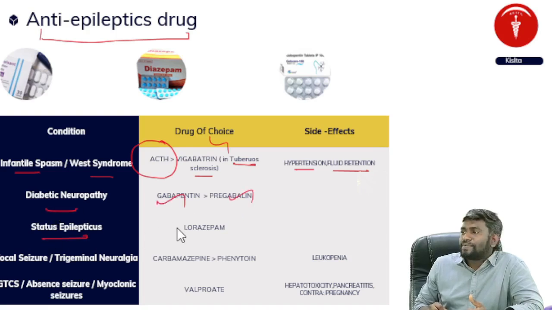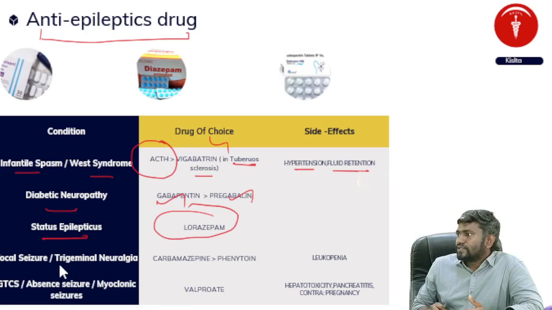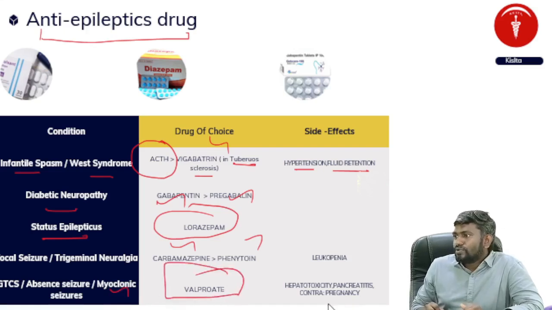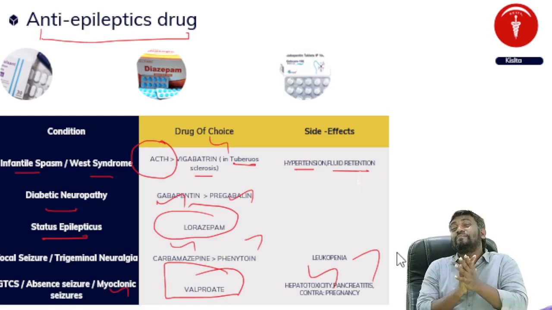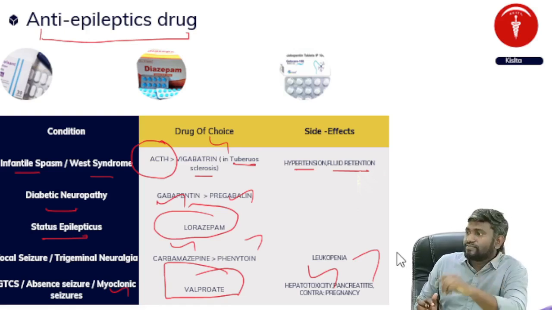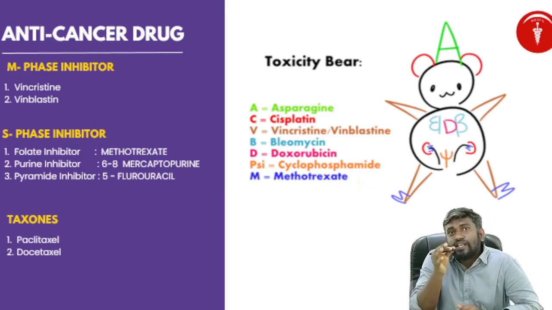For status epilepticus, we are going to give lorazepam. For focal seizure, it could be carbamazepine or phenytoin. For generalized tonic-clonic seizure, absence seizure and myoclonic seizure, we are going to give what? Valproate. Please do remember, it could cause hepatotoxicity, pancreatitis, and most importantly, it is contraindicated in pregnancy. Very important to remember.